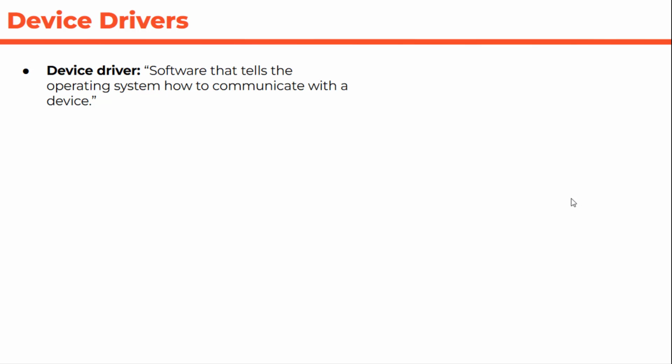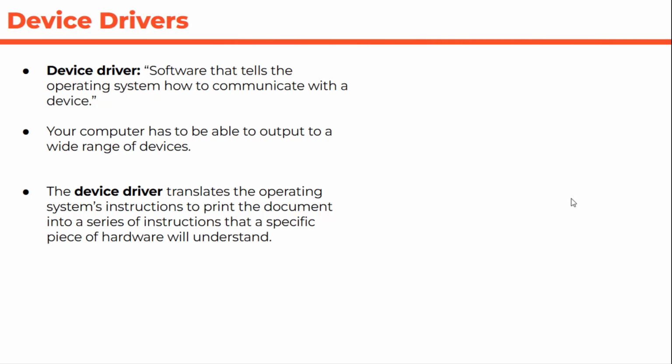But device drivers. A device driver is just a small piece of software that tells the operating system how to communicate with that device. So if I'm recording this video on my microphone, my computer has to know how to interact with the external device. And the operating system needs to be able to send commands and also receive commands from said device. And that's what our device driver is. The software is like a translation system. Your computer has to be able to output to a wide range of devices, so the device driver translates the operating system's instructions to print the document into a series of instructions that a specific piece of hardware will understand.